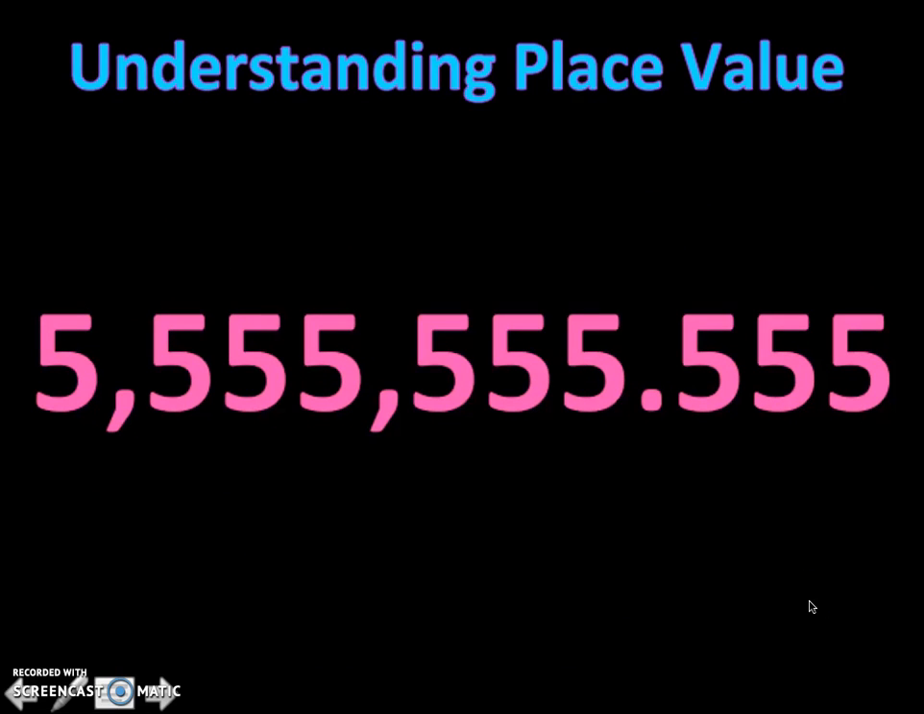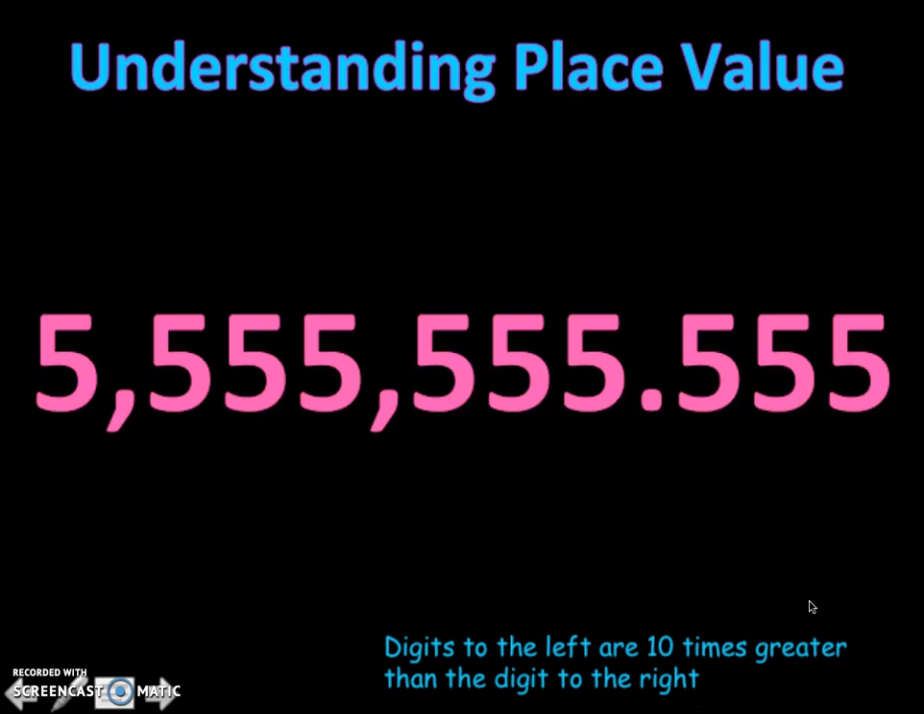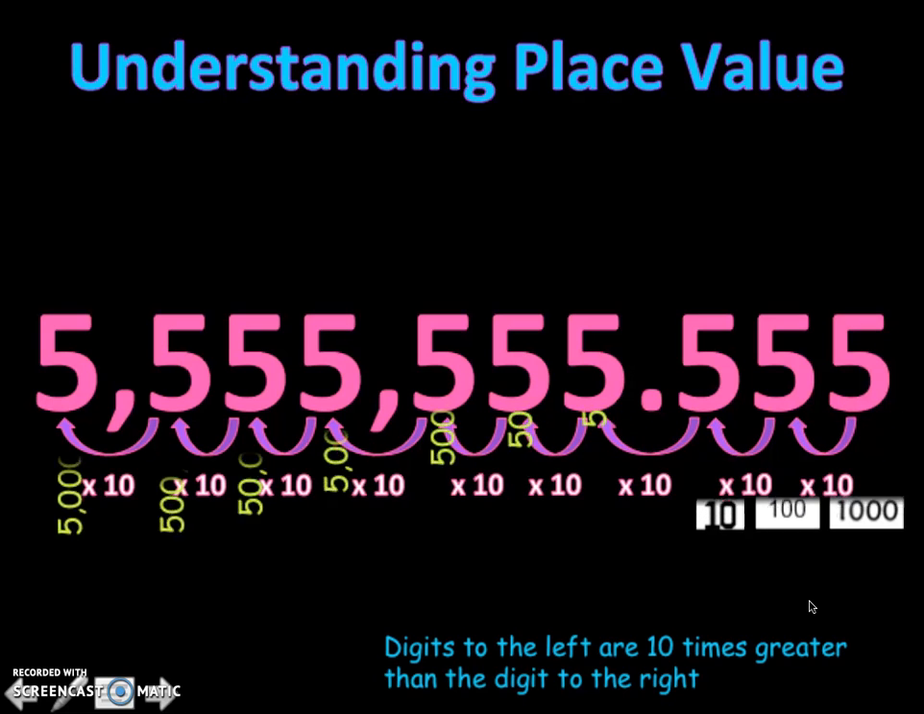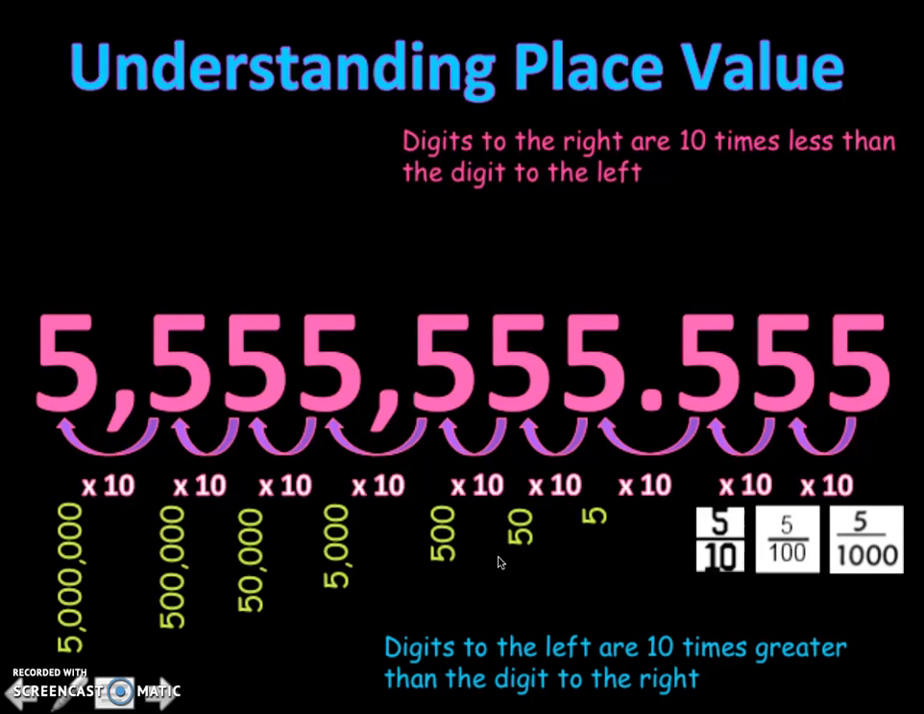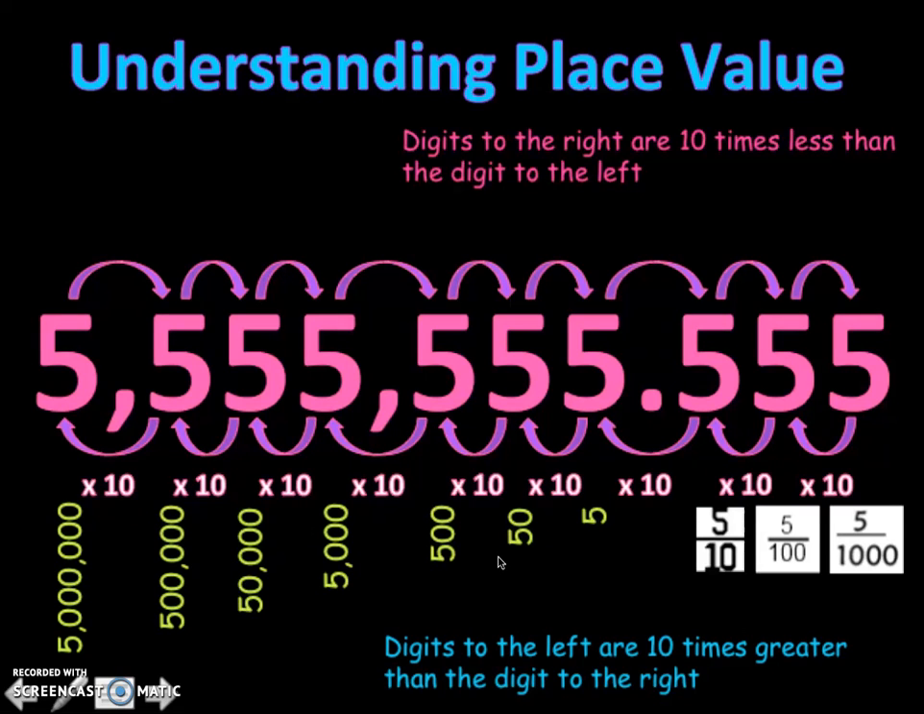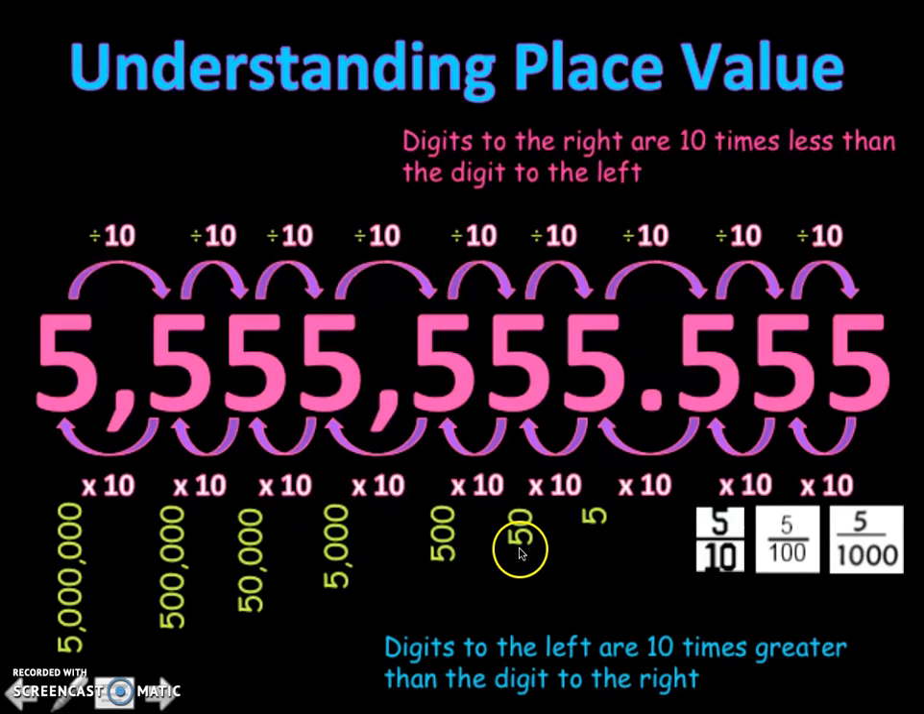It's important when understanding place value that you understand that digits to the left are 10 times greater than the digit to the right. So for instance, 5 times 10 is 50. 50 times 10 is 500, and so on. Digits to the right are 10 times less than the digit to the left. So when we start from the left and go to the right, you have the inverse operation. 50 divided by 10 is 5, and this works for each digit.